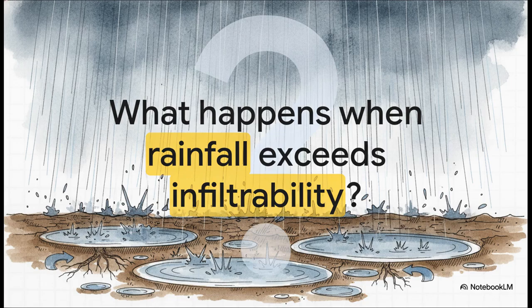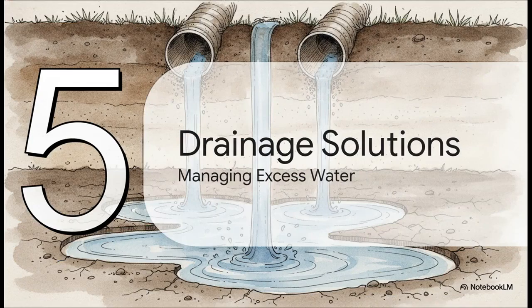But we have to ask the inevitable question, right? What happens when water arrives way faster than that soil-air interface can absorb it? When rainfall exceeds the soil's infiltratability, or the storage capacity is just maxed out, you get excess water pooling at the surface. And this ponding effect, this prolonged saturation, leads to some really serious problems. That ponding leads us directly into our next topic, practical soil drainage solutions.